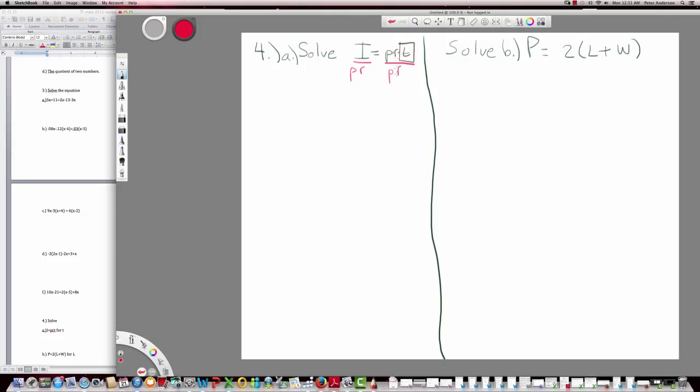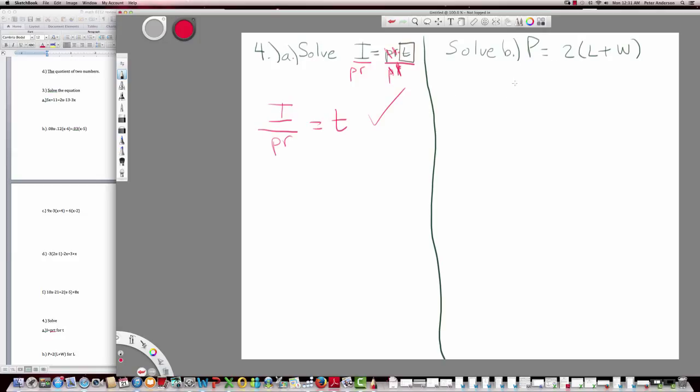And so the opposite of multiplication is division. Think about this: P divided by P, these would cancel out, right? And R divided by R, they would cancel or divide out, right? So I'm left with I over PR is T. And there's my answer.